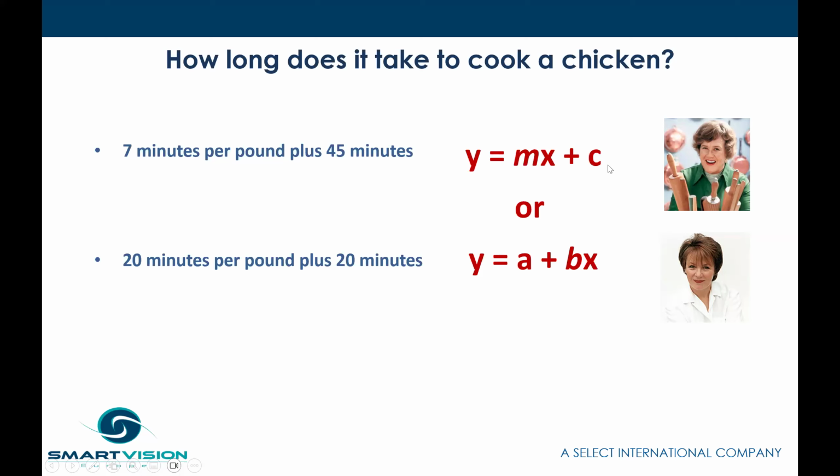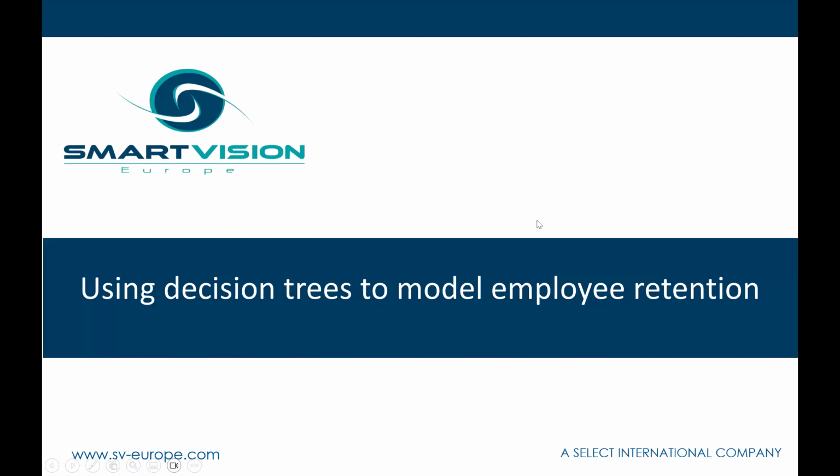Depending on whether you're a statistician or a mathematician, you might express that formula as y equals mx plus c or y equals a plus bx. But in either case, you're going to have this 7 minutes per pound or 20 minutes per pound. That's called the coefficient, and that's the m or the b value here. The weight is the x. And then you just add on a number at the end, which might be plus 45, or in this case, plus 20. And that's called the constant in the equation.